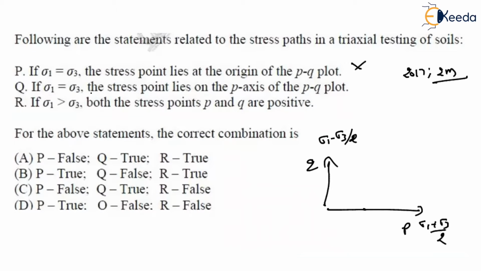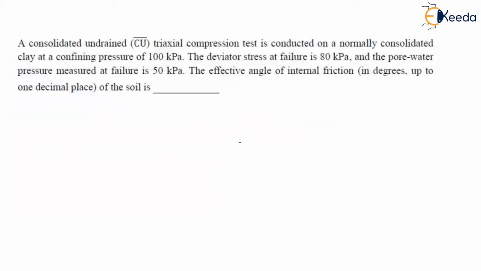And similarly, if sigma 1 equals sigma 3, the stress point lies on the P axis of the plot. That's right, it will lie on the P axis. So statement Q is correct. If sigma 1 is greater than sigma 3, both stress points P and Q are positive. Yes, it's obviously right. So P is false, Q is true, R is true. That means option A is the correct one. Move on to the next.